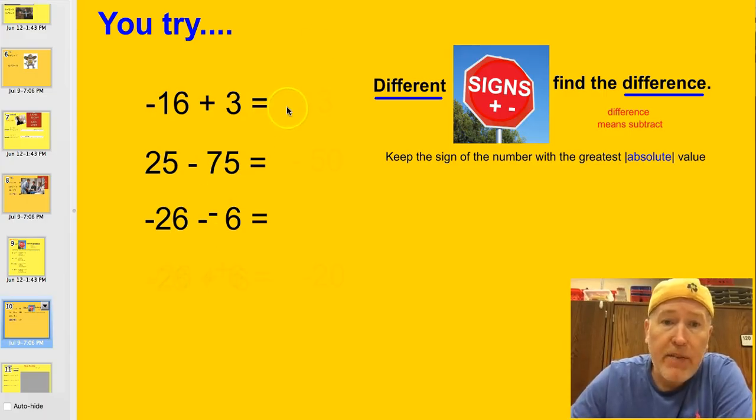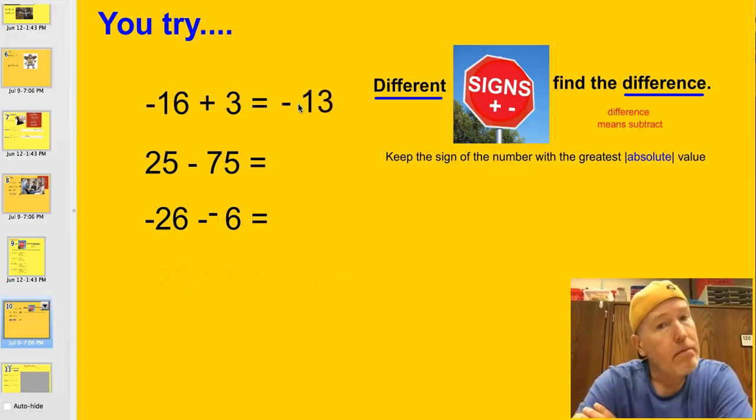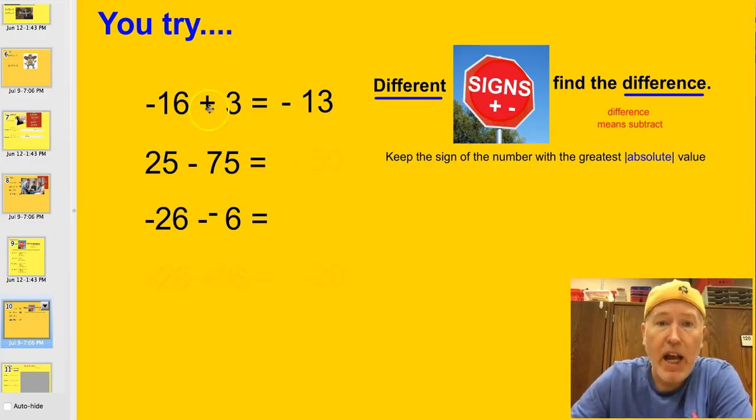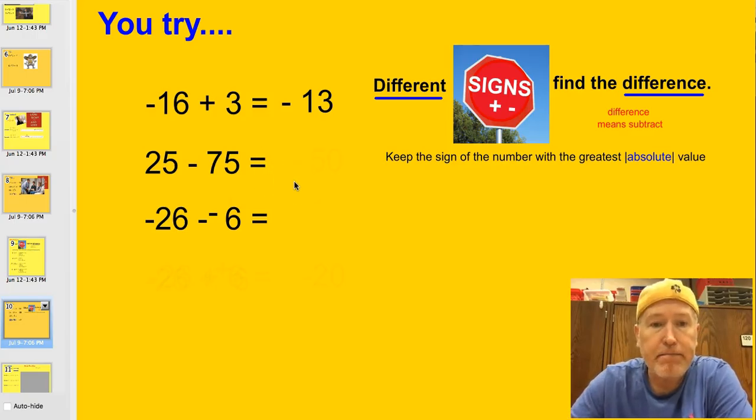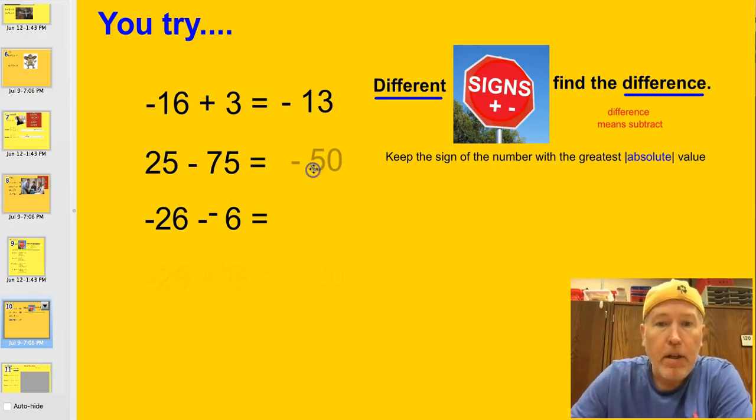All right, negative 16 plus 3. Negative 13. Different signs, find the difference. The difference between these two is 13, and it is negative. Go ahead and do this next one. Negative 50. The difference is 50. 75 minus 25 is 50, and this is greater absolute value, negative 50.